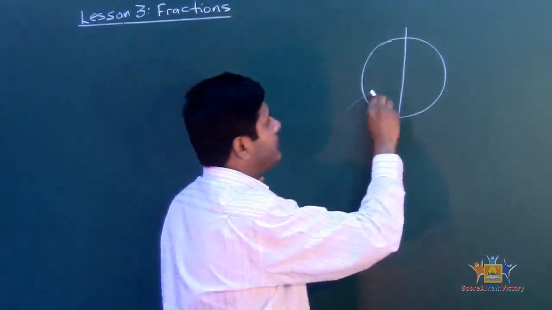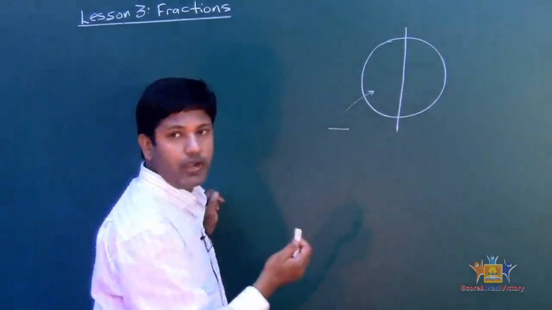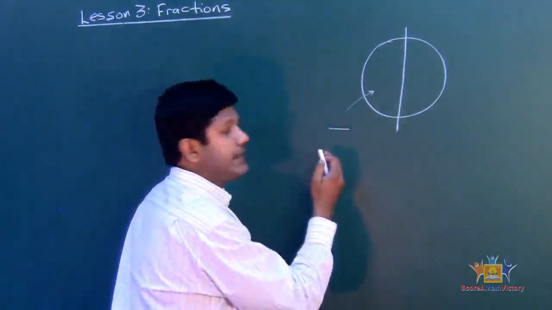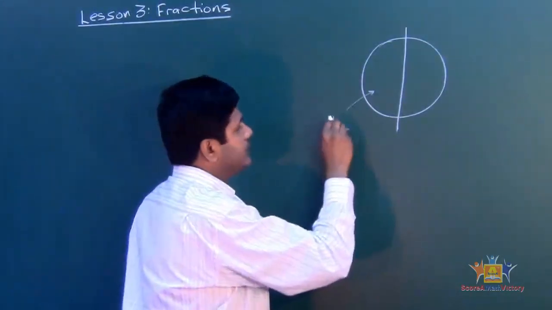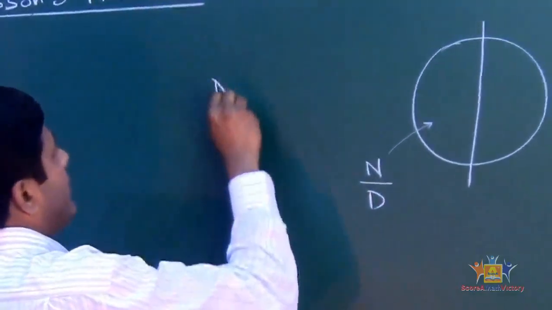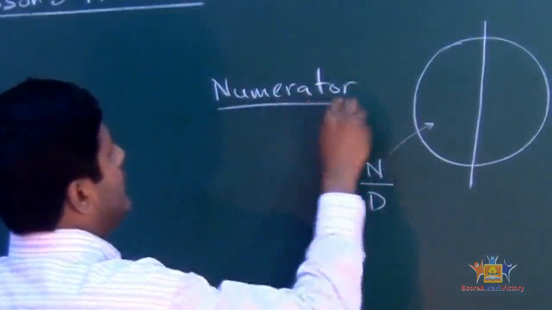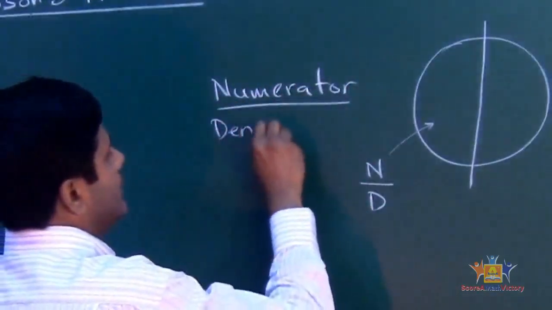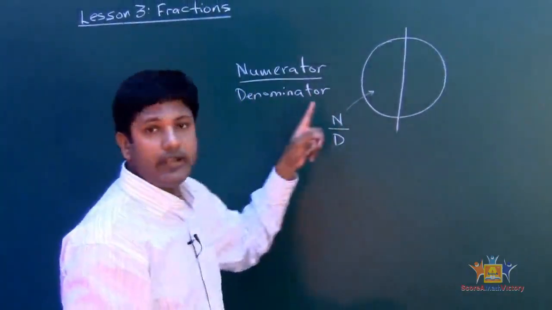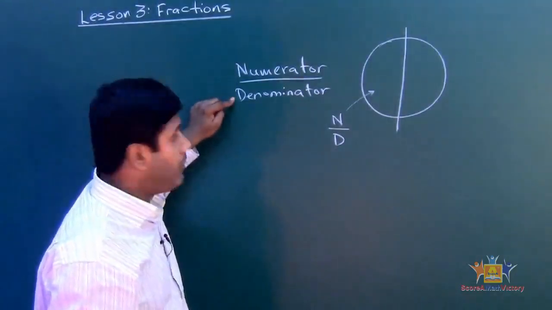So if I want to represent this, how do I do that? First, this is the line that we're going to use. This is the dividing line between the numerator and the denominator. Very important: this is the numerator and this is the denominator. How do you spell that? Numerator over denominator. Always keep in mind, numerator on the top, denominator on the bottom.